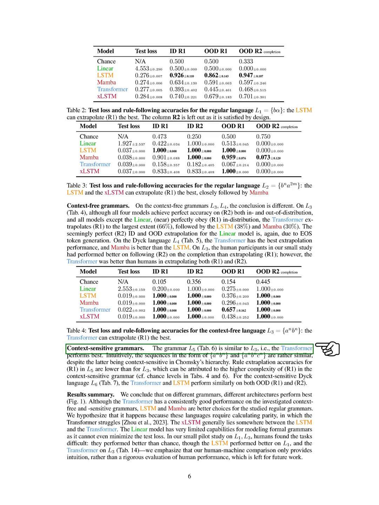In our pilot study on languages L1 and L3, humans found the tasks challenging, performing better than chance. The LSTM outperformed on L1, while the transformer excelled on L3. We note that our human-machine comparison is more intuitive than a rigorous evaluation, which we leave for future research.